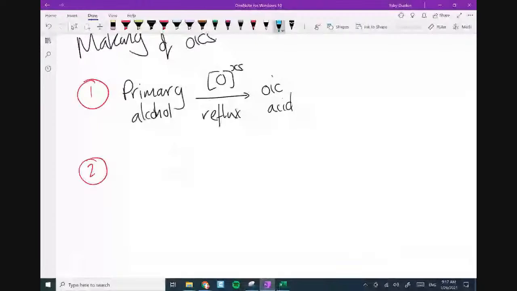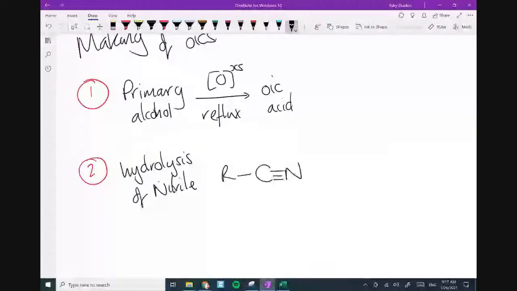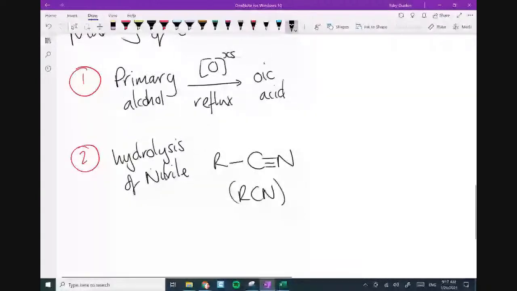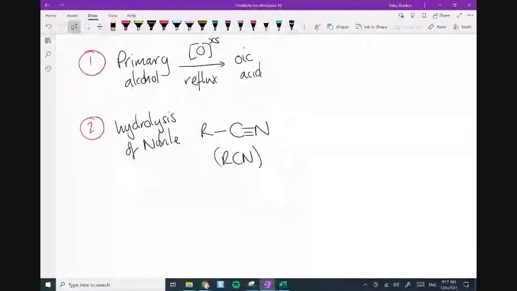The next one is the hydrolysis of nitriles. So we can take this family, R bond C triple bond N. I'll put this underneath as RCN. We can even do a real one if you like. But we can now hydrolyze this. So in terms of mechanism, in terms of a nitrile, what would you expect it to do? Would you expect it to react with nucleophiles or electrophiles?